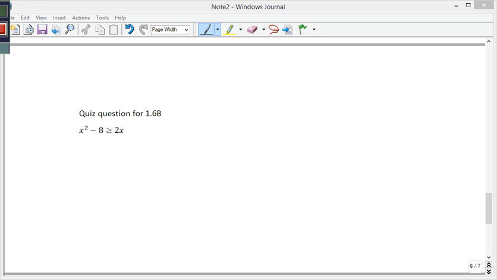Okay, here's the quiz question for 1.6b. X squared minus 8 greater than or equal to 2x. Write that down, figure it out, go into Canvas and enter it into that quiz when you have it all figured out.